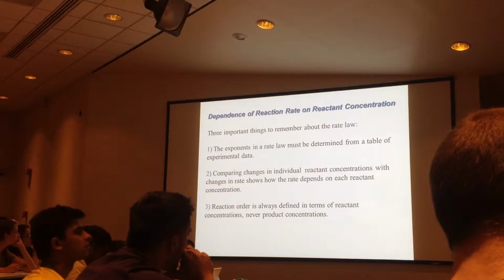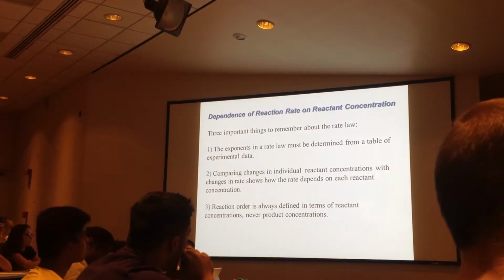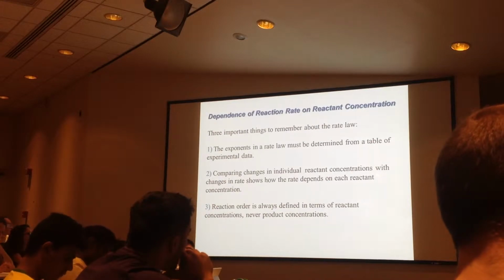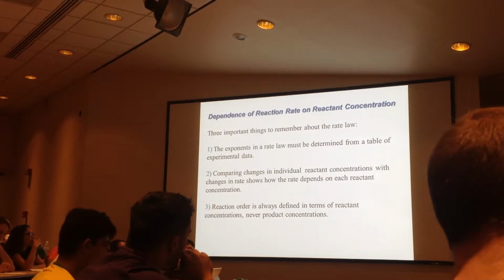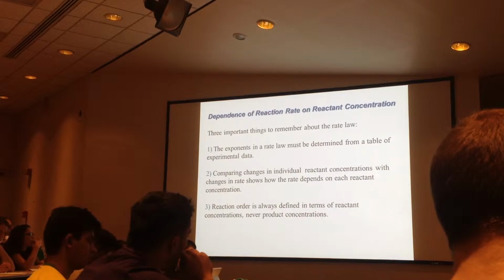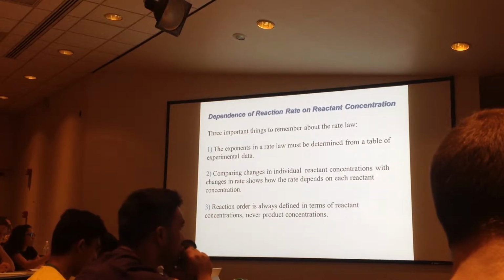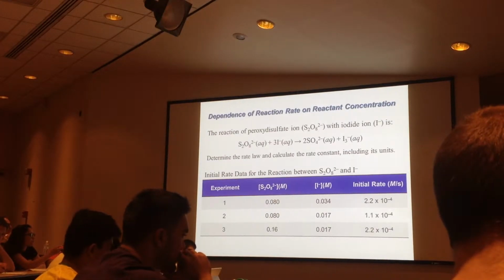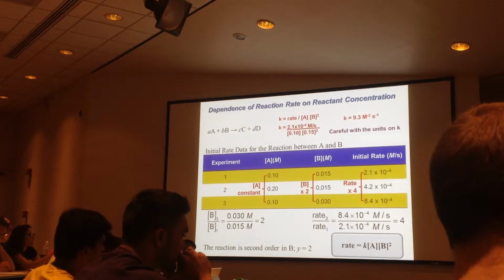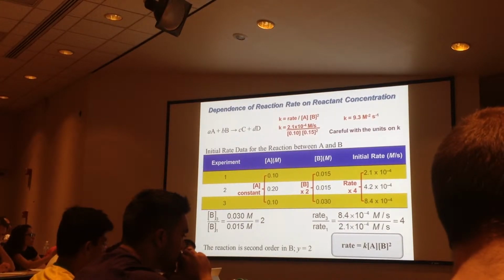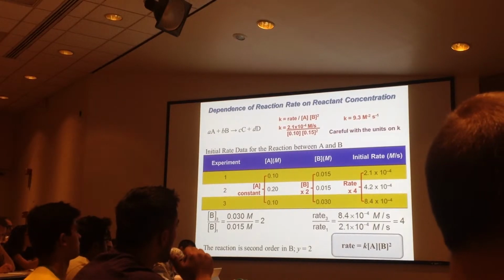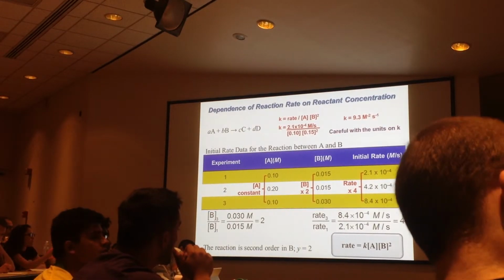The process we use, and this just summarizes what we just did: we find the exponents in the rate law. You have to have some experimental data, which I would give you. Then you look at the changes in the individual reactant concentrations and how the rate depends on each one. So if we go back to our previous example, if I want to make this reaction speed up, what's the best way to make that happen? I'd want to increase the concentration of B, right?